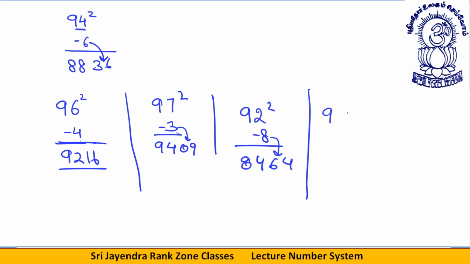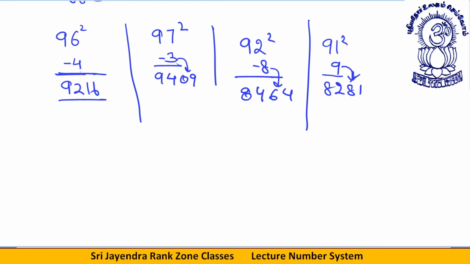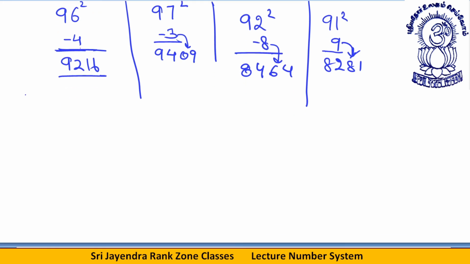90, anything. What is remaining? 91 square. This is how much short of 100? 9 short. So subtract 9, you will get 82. 9 square is 81. Getting it, dear students? I hope so far things are clear to you. Now let's write down all of them in a line immediately. 91, 92, 93, 94, 95, 96, 97, 98, 99.